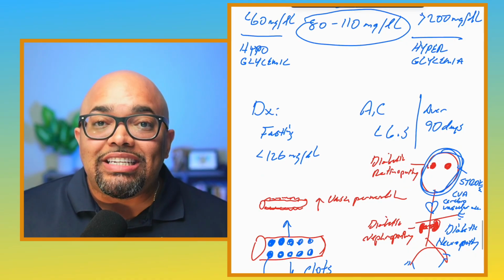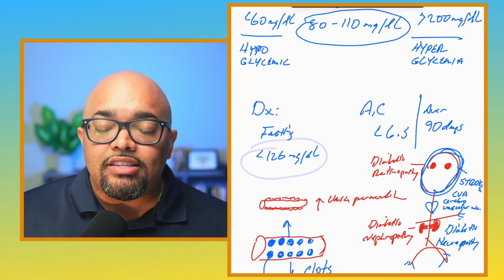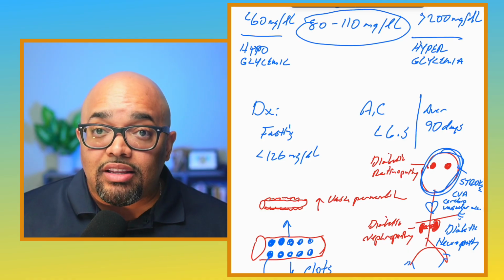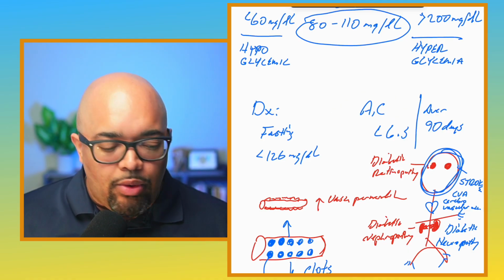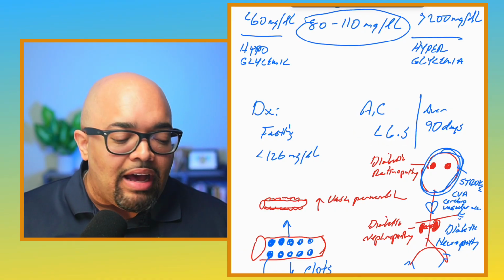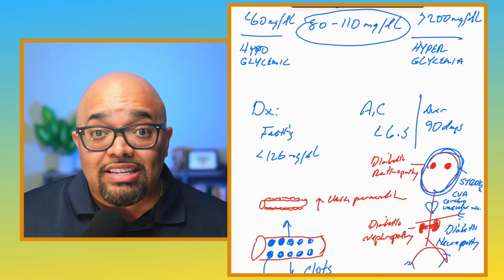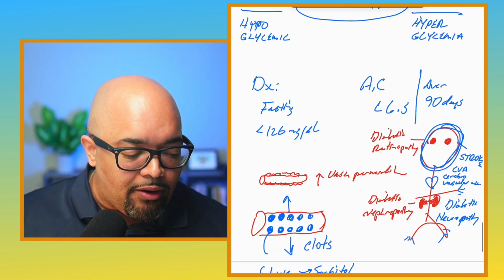We talked about how we diagnose diabetes. We look for a fasting blood sugar less than 126 milligrams per deciliter. But the real key is the hemoglobin A1C, and we want that to be less than 6.5. Actually, we want it to be much less than that. If we could get it to less than 5.5, that's even better.